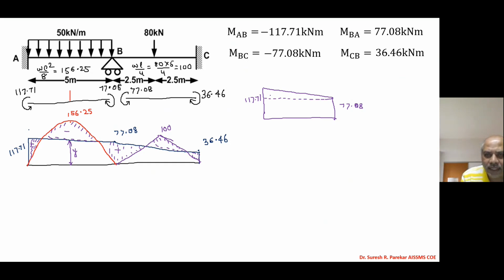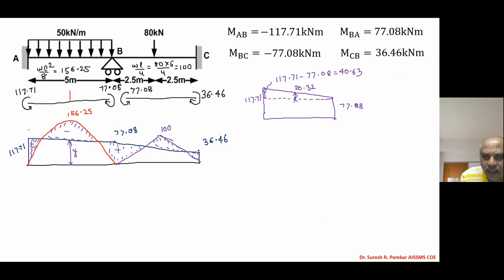We have to find the value at center. So what will be this value? We will get 117.71 minus 77.08, which is 40.63. And we have to find at center because we have the value at center 156.25. So this will be divided by 2, 20.32.